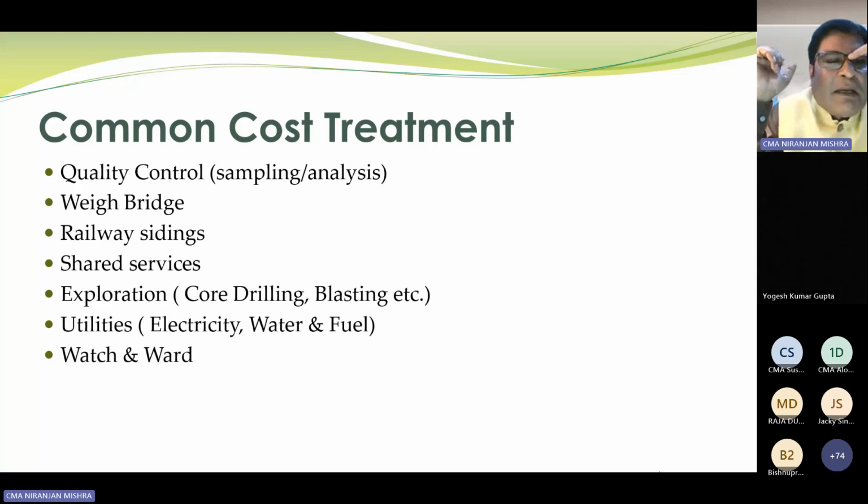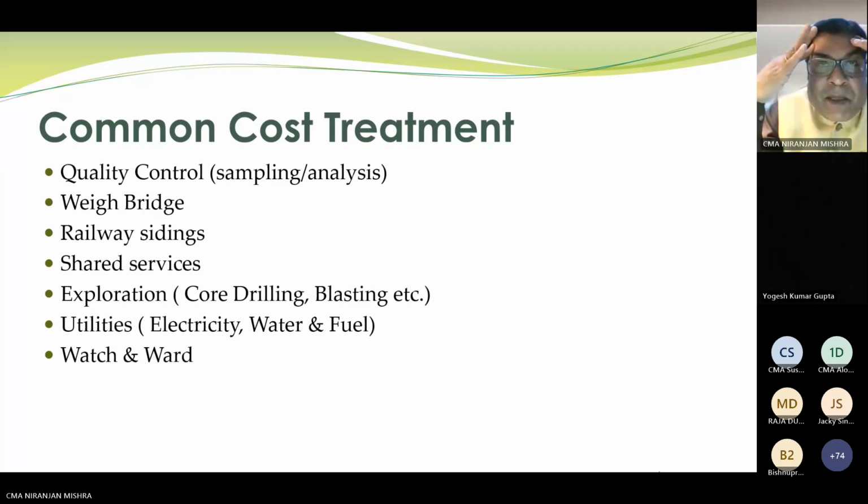Similarly, in the OA bridge, and suppose another example I'm telling you, so quality control. Suppose for the selling overhead, you are apportioning certain cost, production overhead, then selling overhead. Suppose you are recovering a certain amount from the buyer towards sampling or quality control, then you have to deduct that amount from the selling overhead.